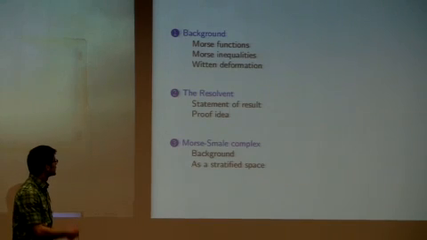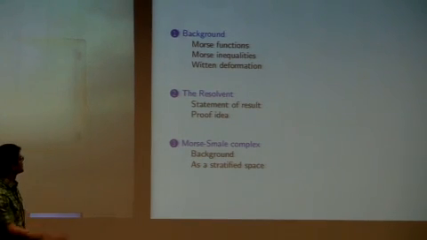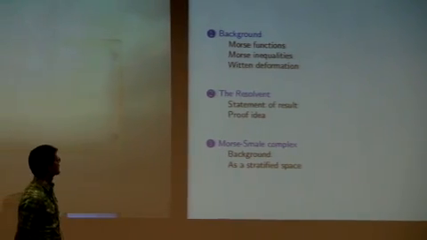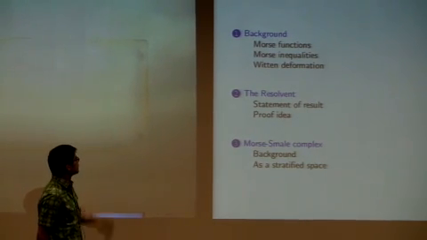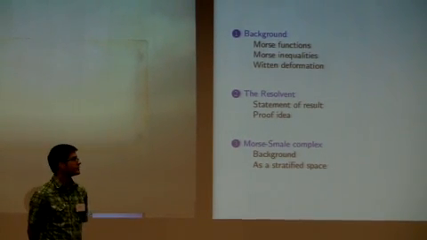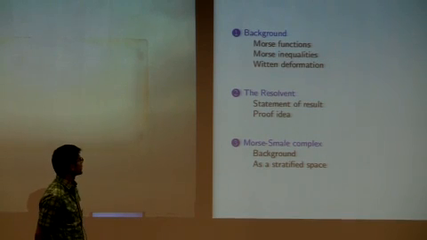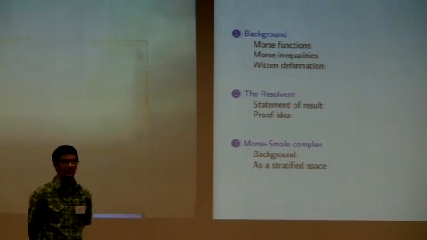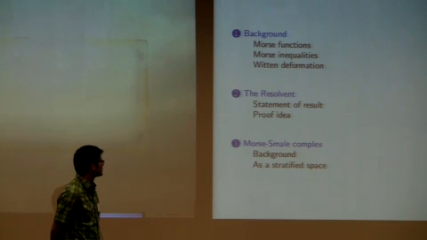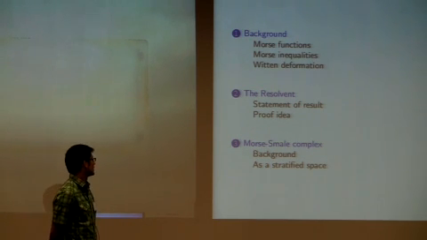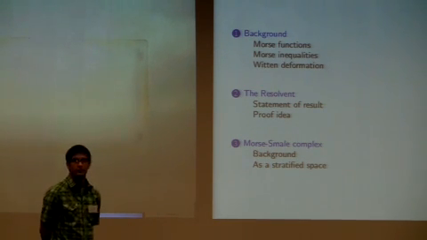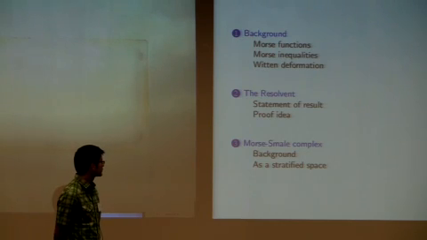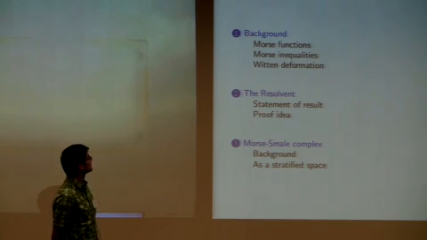And here's the outline. The first part of the talk will be some background on classical results of Morse theory and Witten's version of Morse theory. Then I'll talk about our construction of the resolvent in this context. And then in the third part, I'll talk about the Morse-Smale complex and thinking of this as a stratified space, and some exciting results there.